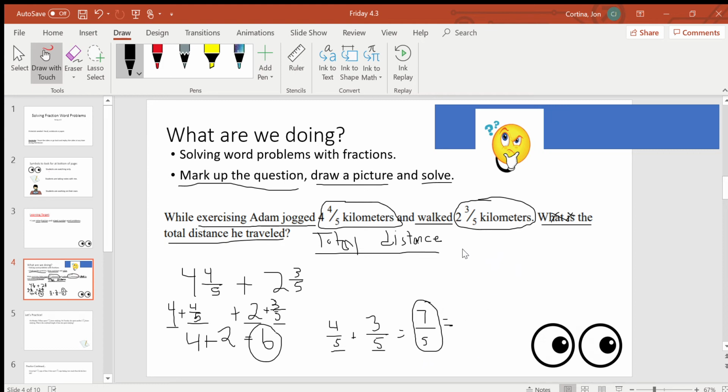We could draw a tape diagram to represent 7/5. That 5 tells me the total parts. There's 1/5, 2/5, 3/5, 4/5. It's 5/5, but I need a total of 7/5, so I'm going to draw another tape diagram. Split into fifths.